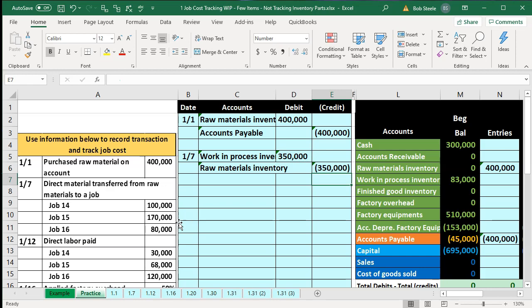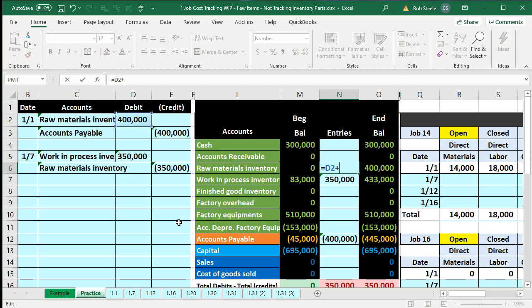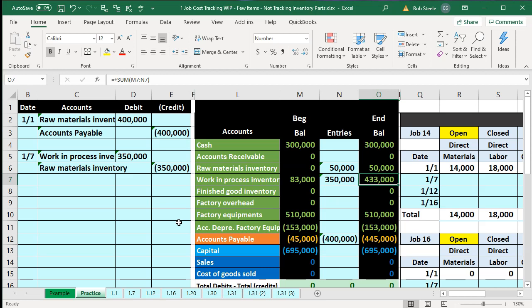So to record this on the general ledger, it's pretty easy. All we do is increase the work in process. So in N7, I'm going to increase the work in process with the debit. And then the raw materials are going to go down. So in N6, I'm going to press F2 to go into it because there's something in it, plus F2. And then we're going to decrease the raw materials. So all we did was transfer it from raw materials to work in process. But now we hit work in process. Therefore, we have to do something to the jobs as well.